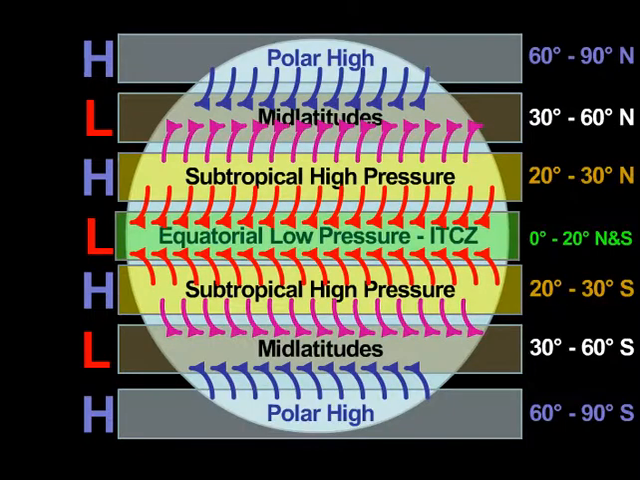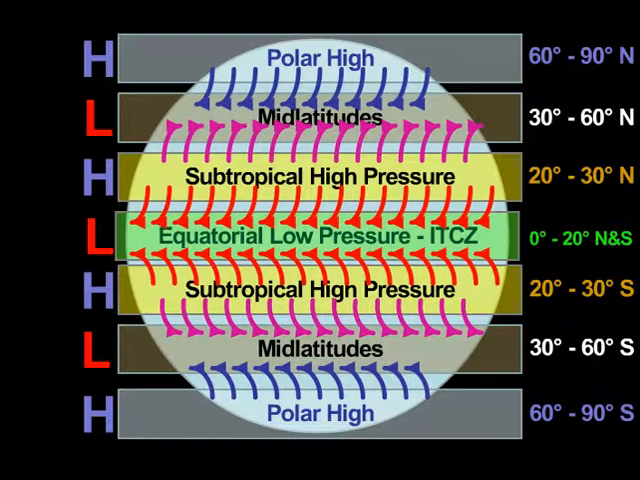This here is one of the most important images we'll look at the entire semester. What we've done now is we've actually named each of these low and high pressure zones. Equatorial low pressure, that's the same one that we've been talking about that's found there along the equator, and it's also known as the ITCZ. I'll explain that here in a minute.